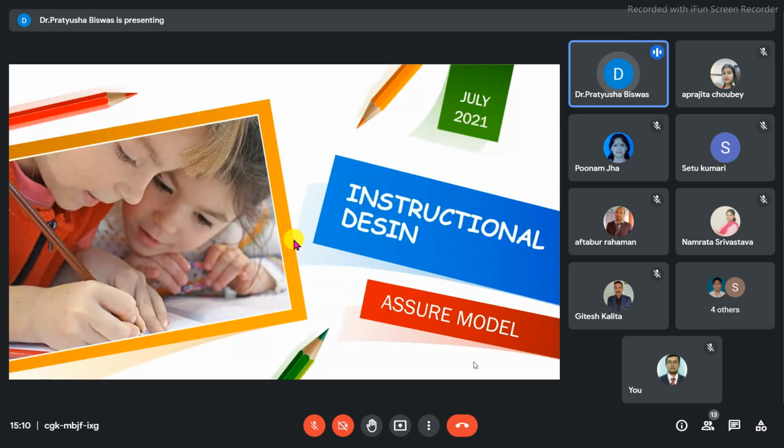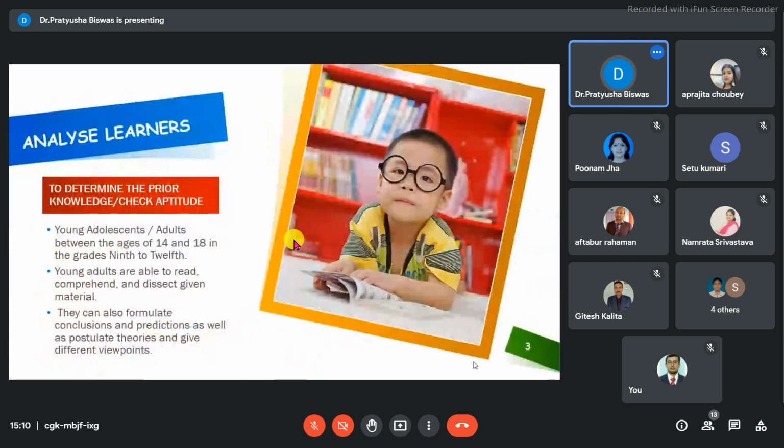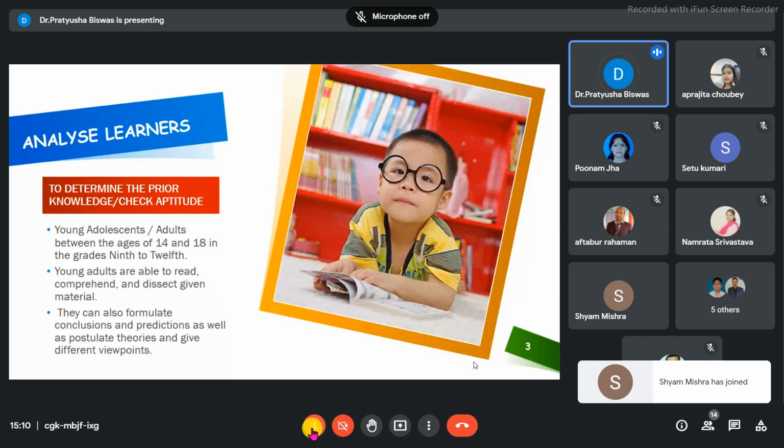However, we use ASSURE more for high school children, wherein science subjects, history, and concept-related subjects can be very successfully placed in the ASSURE model. Now, what is ASSURE basically? So ASSURE, as you all know, is Analyze. Anyone else? Analyze. S is for stating objectives.